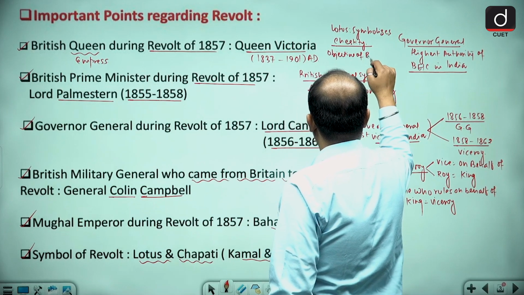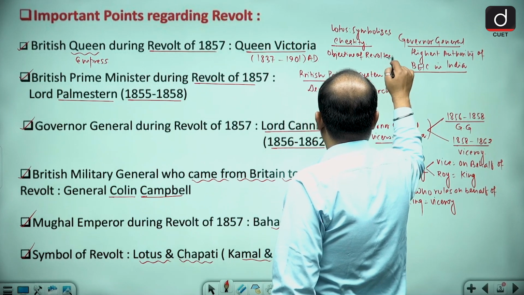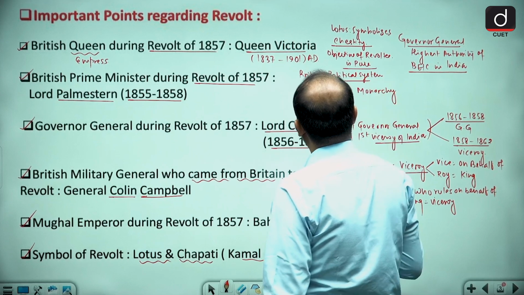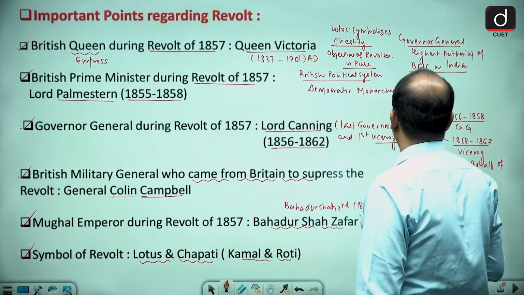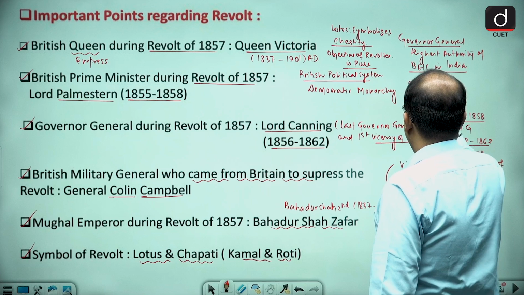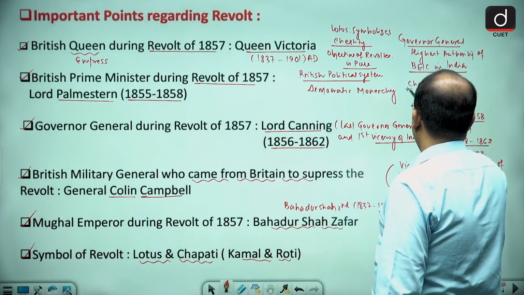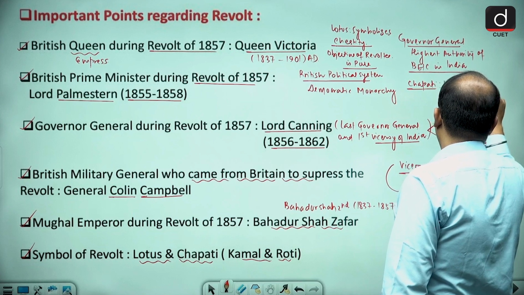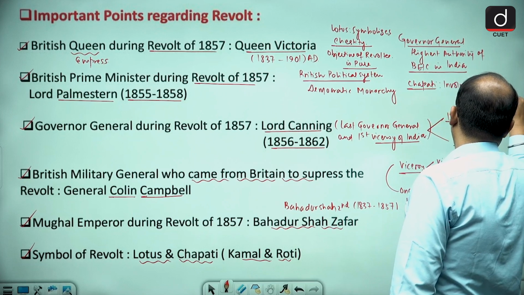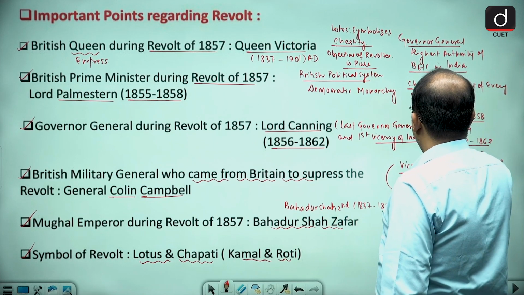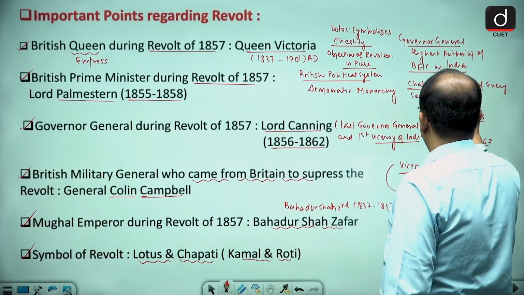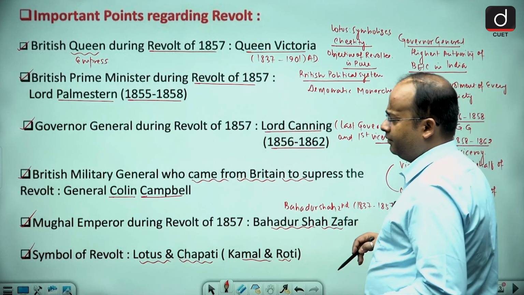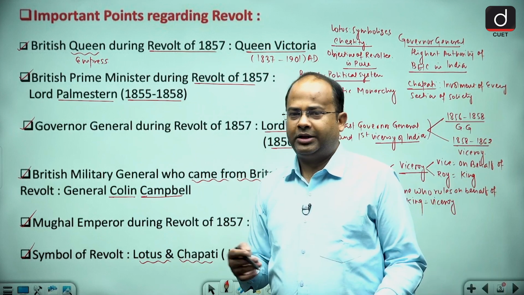The objective of revolt is pure. That symbolizes lotus. And chapati symbolizes involvement of every section of society. Why? Because chapati, guys, is such a food item which is eaten by everyone, whether rich or poor.